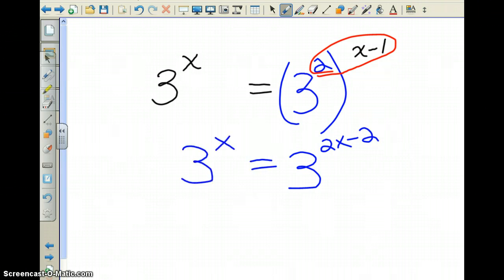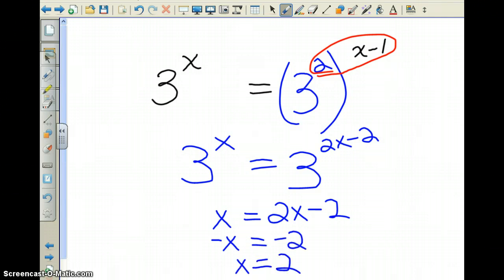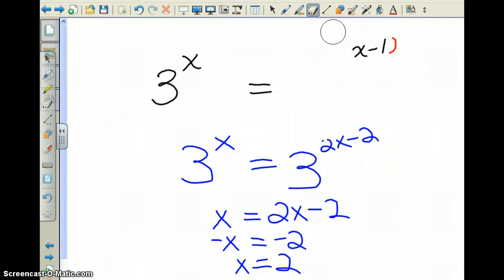is equal to 3 to the x. And now with these bases being the same, we can actually ignore the bases and just work with the exponents. So we'll get x equals 2x minus 2. Subtracting the 2x over to the left will make negative x equals negative 2. So x will equal positive 2. And going back here to our original equation, just as a quick little check to make sure that's the exponent that's going to work, if I plug in a 2, 3 squared is 9. And over on the right side, 2 minus 1 is 1, and 9 to the first power is 9.